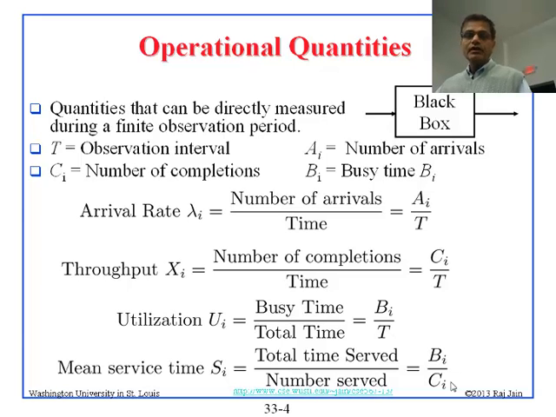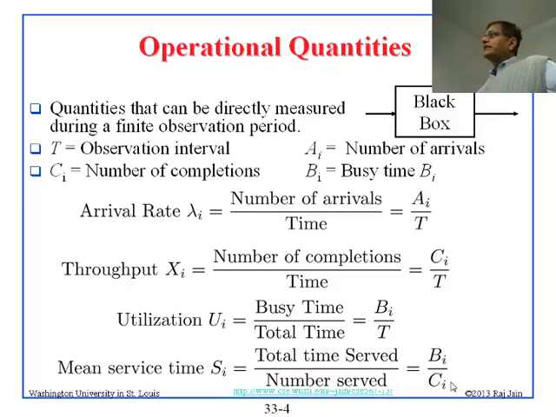So then we have a number of things that we want to relate, and let's introduce the notation. First is the observation interval. You sit down and the system is a black box for you, and you observe it for T seconds. In those T seconds, A_i jobs arrive and C_i jobs leave, and the system is busy for B_i time. Now, the system could be a component like a disk, or it could be a whole system like a computer system.